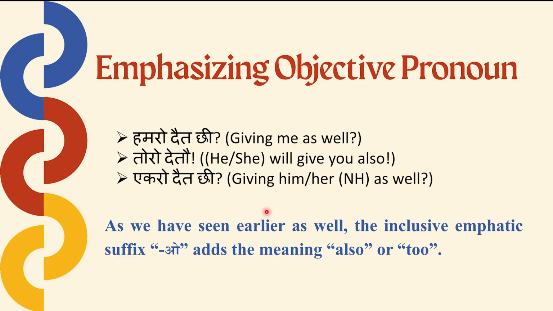As we see above and earlier, the inclusive emphatic suffix o adds the meaning also or too. So, hamra becomes hamro, tora becomes toro and ekra becomes ekro to make an emphatic objective pronoun.